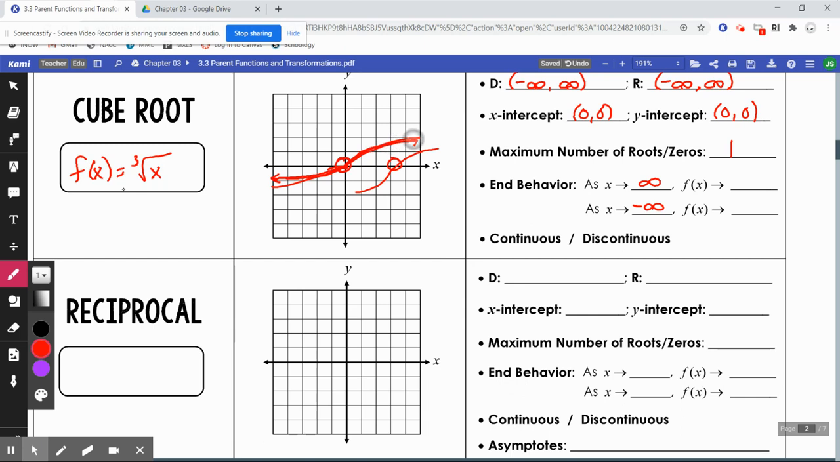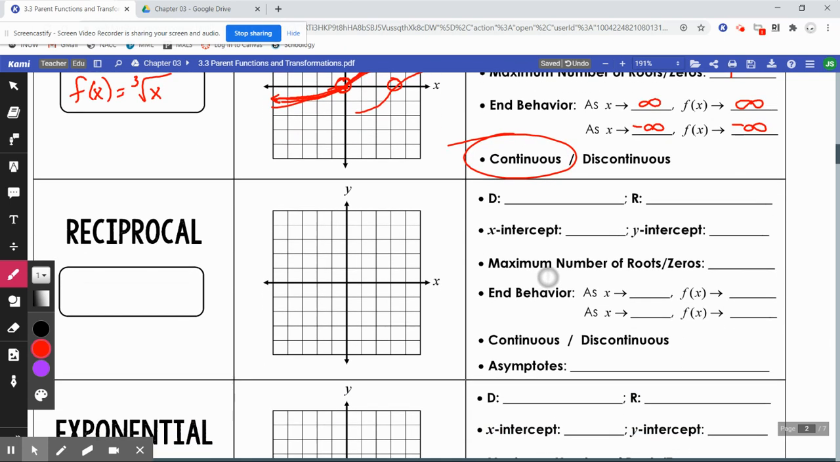Our end behaviors as we approach positive and negative infinity: as we go to the right, my graph is going up to positive infinity. As I go to the left, my graph is decreasing towards negative infinity, and there are no breaks in this graph, so it is continuous.